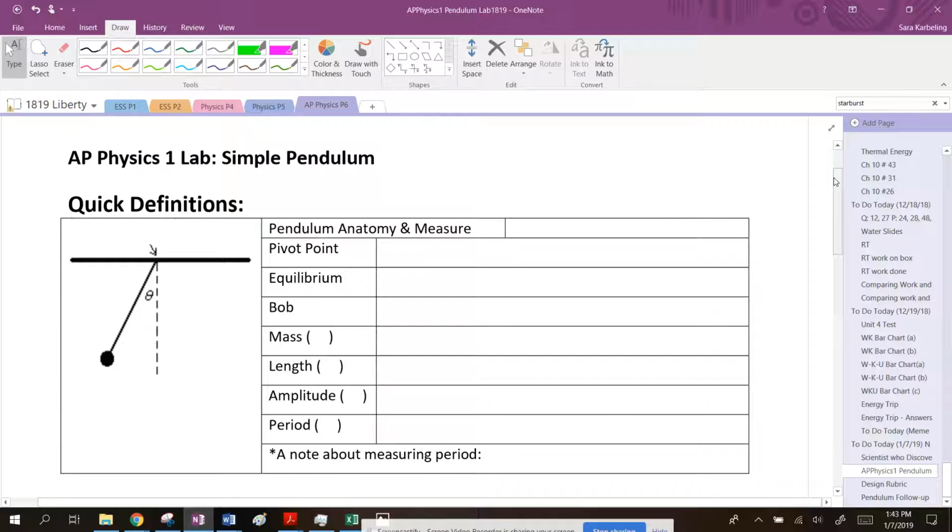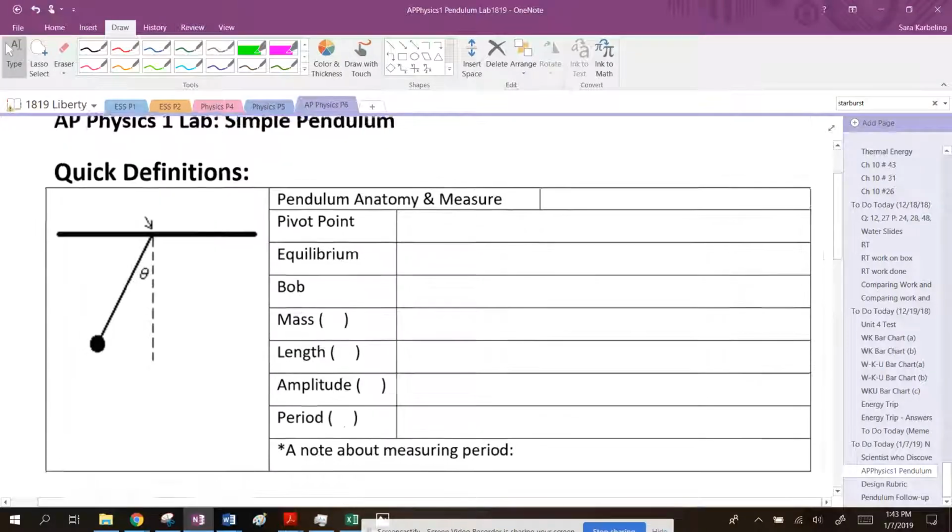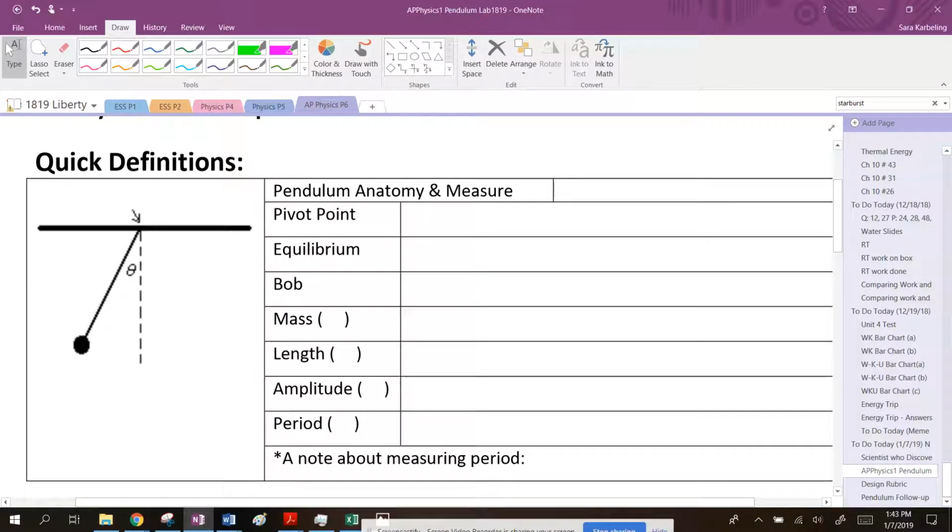And all of this stuff kind of comes together. We're going to talk about forces and we're going to talk about energy and we're going to talk about all different kinds of stuff as we talk about this. But to start, we just need to define some things. So on your quick definitions here, you don't necessarily need to write tons of stuff down, but just so that we have everything written down, we are talking about things consistently.